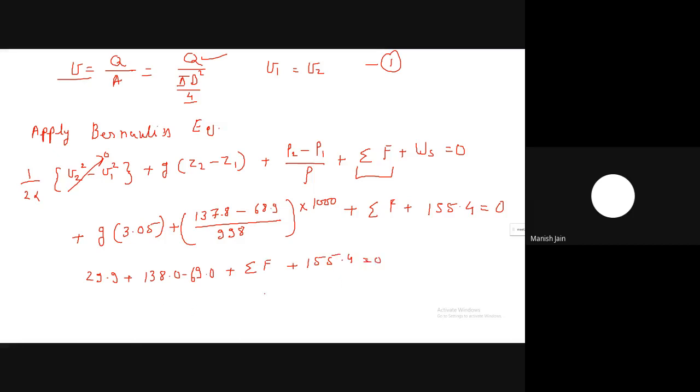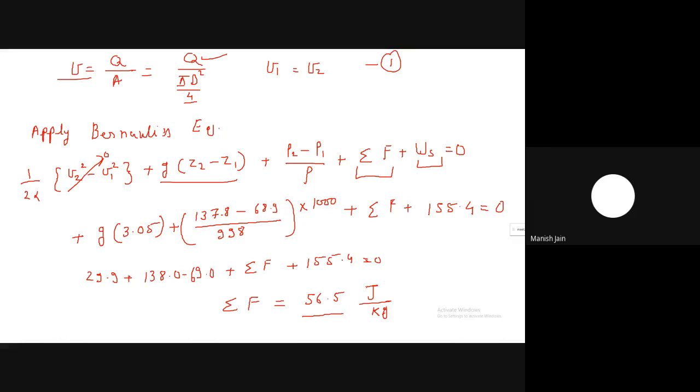Now when you solve this expression, you will get the value of sigma f, the overall losses in the system, that is equal to 56.5. The unit will be joules per kg. If you check the unit of all quantities, that is joules per kg, because ws is also given in joules per kg. So this is the friction loss in the system.